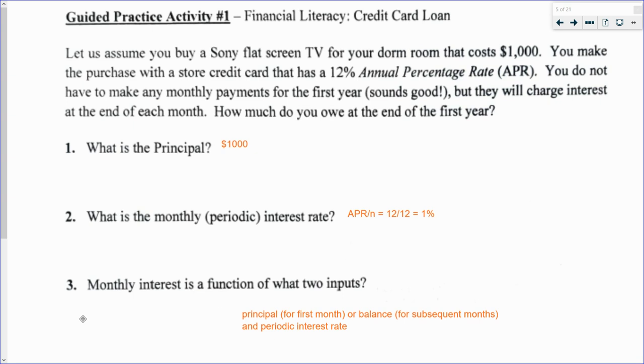And if you think about it, this monthly interest is a function of two inputs. It's a function of the principal, or that's for the first month, or the balance if you're thinking about the subsequent months, and the periodic interest rate, because you're going to use that periodic interest rate to calculate the interest that you're paying every month.